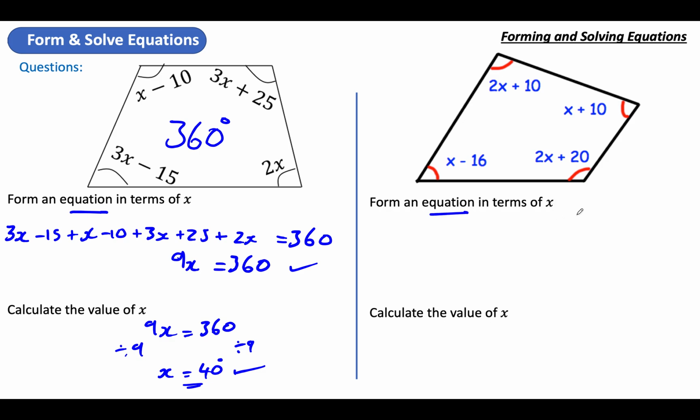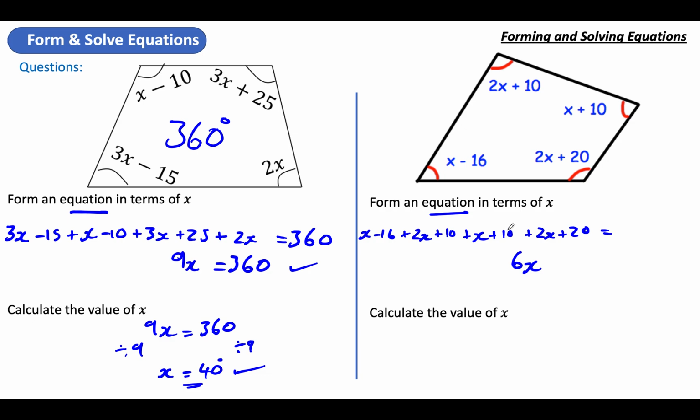Same thing again. Form an equation. It's going to have an equal sign in it, but let's add up all these angles first of all. So x take away 16 plus 2x plus 10 plus x plus 10 plus 2x plus 20, and let's see what it equals. x plus 2x is 3x, plus another one is 4x, plus another 2 is 6x. Then minus 16, or starting in the negatives, add 10, that takes us up to minus 6. Add another 10, that takes us up past 0 to positive 4.